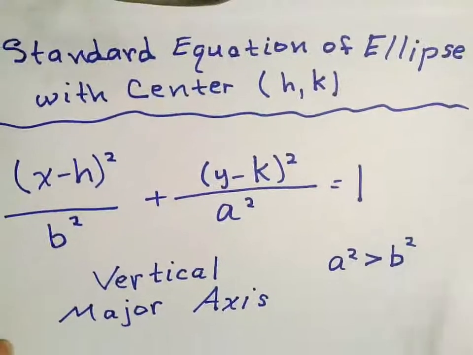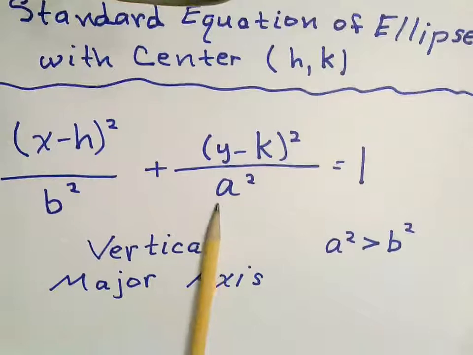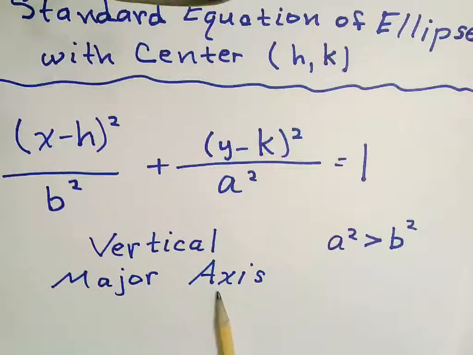Here, we have the standard equation for the ellipse where the center is h, k. This time, the a square is under the y variable, and we're going to have a vertical major axis. And again, the a square will always be greater than the b square.